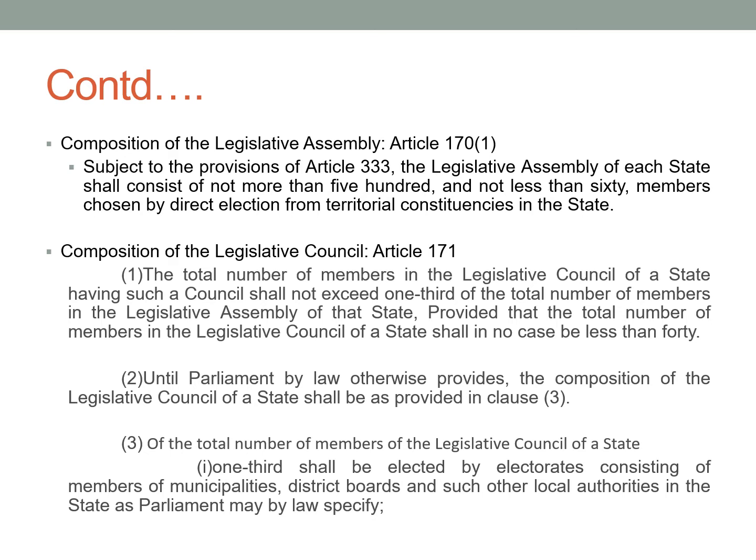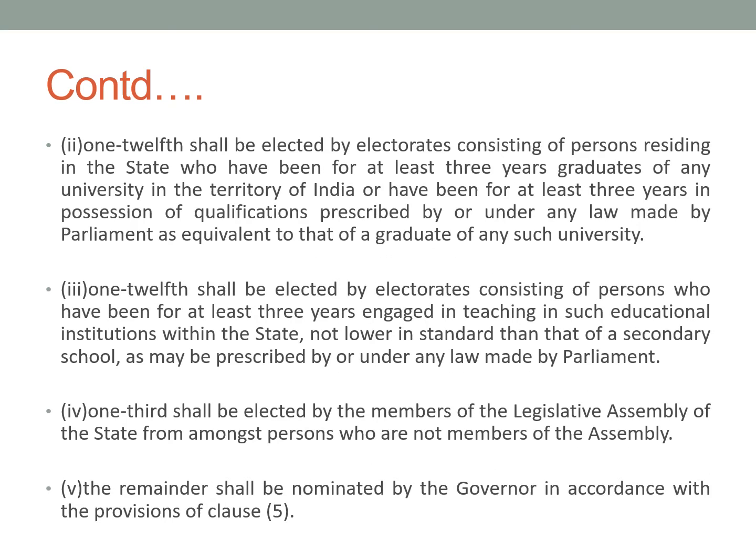Now, until a law is passed on the composition of the Legislative Council, the composition will be defined as in Clause 3. So clause 3(1) states that 1/3 shall be elected by the electorates consisting of members of municipalities, district boards and such other local authorities in the state as Parliament may by law specify.